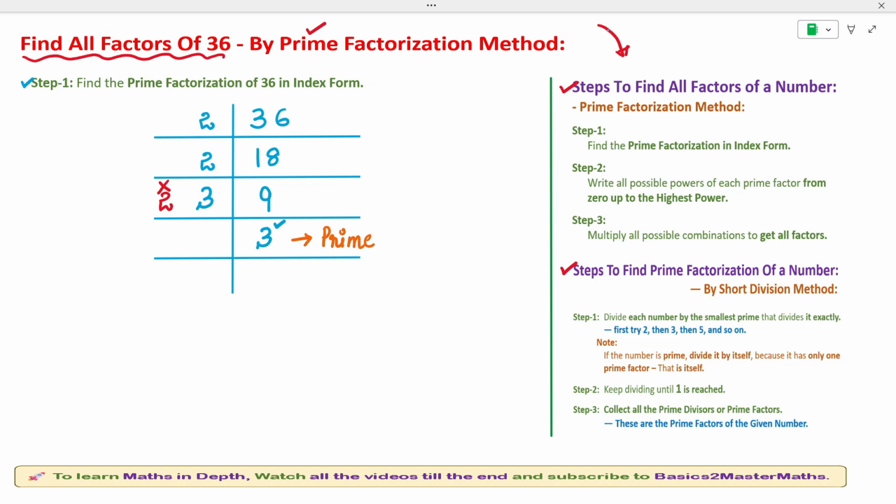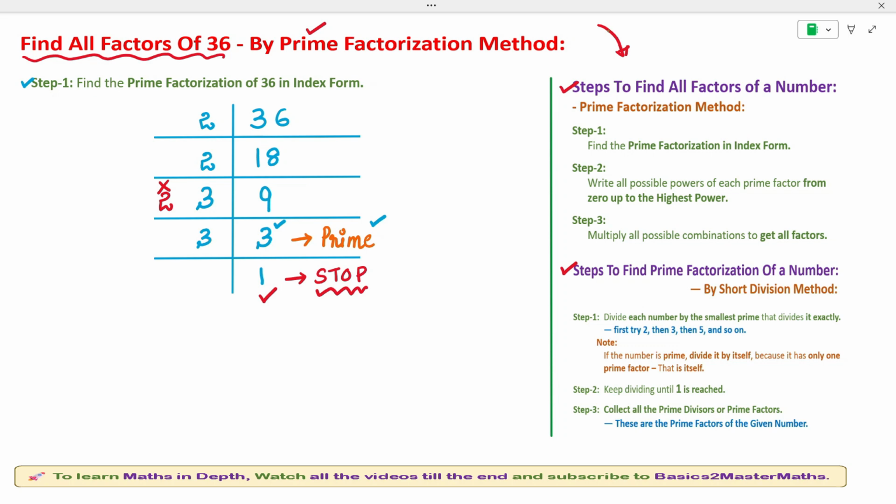Observe, 3 is a prime number. So, divide it by itself. Since 3 divides 3 exactly, we get 1. Stop here since 1 is reached.